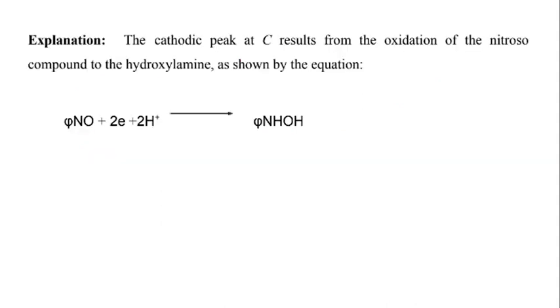Okay, so this is the explanation, which I have already explained. The cathodic peak at C results from the reduction of the nitroso compound to hydroxylamine, as shown by the equation. This nitroso group will get 2 electron, 2 proton, and convert into the hydroxylamine group. So it is clear, I think.